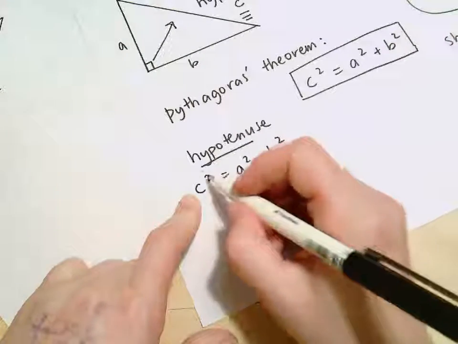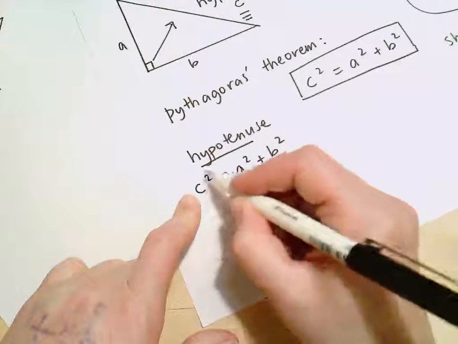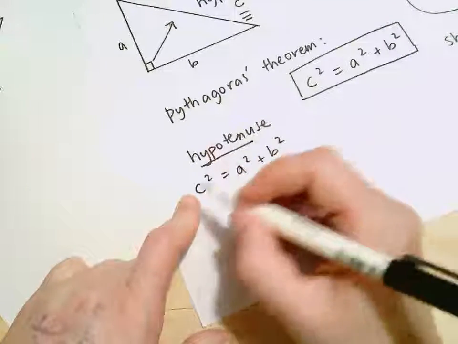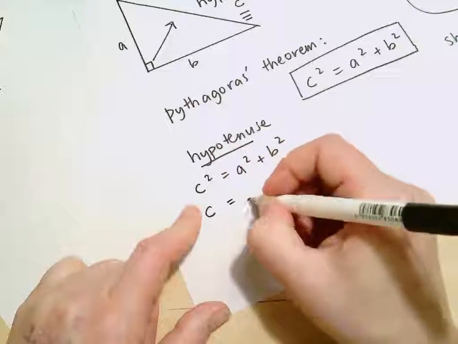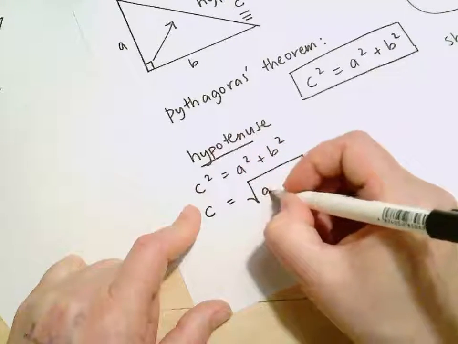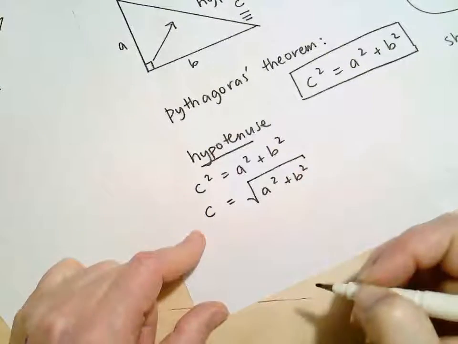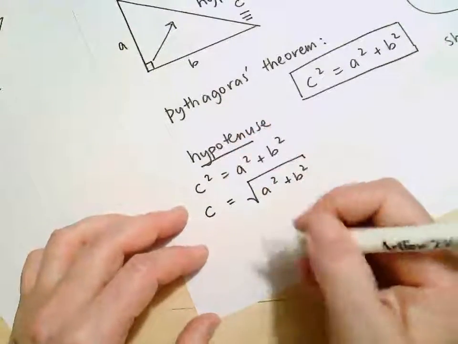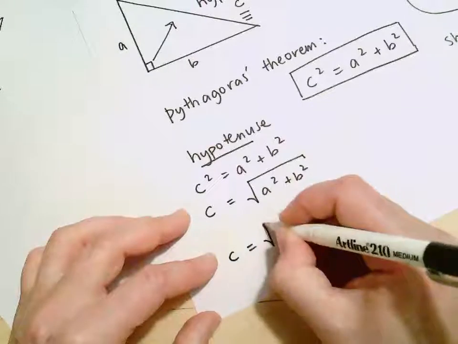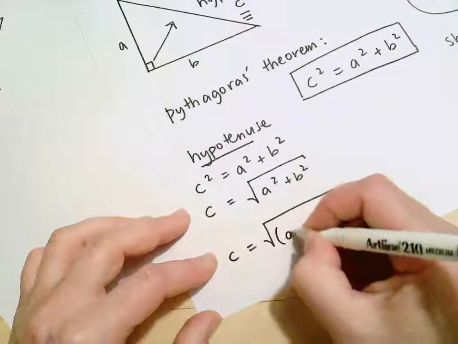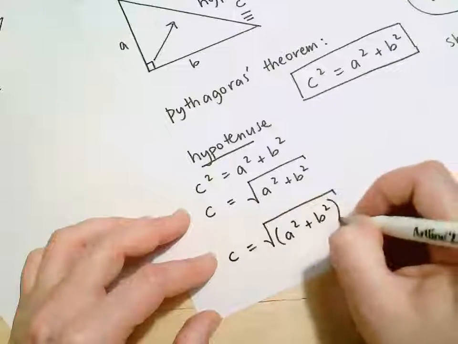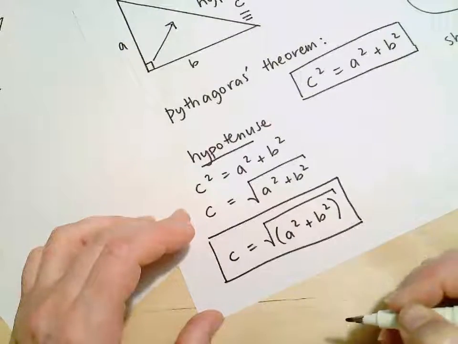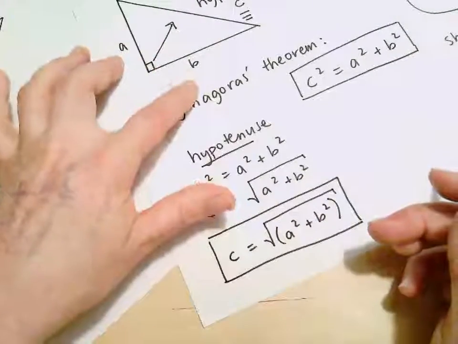And so what we need to do here is get rid of that squared sign by using the inverse operation, which is square root. So to get C on its own, we're going to do the square root of A squared plus B squared. So that's going to be the formula that we'll use if we're trying to calculate the hypotenuse. I'm going to write it here and put it in brackets because when you do it on your calculator, you need to do that. So this is the formula we use for calculating the hypotenuse when we're given A and B.